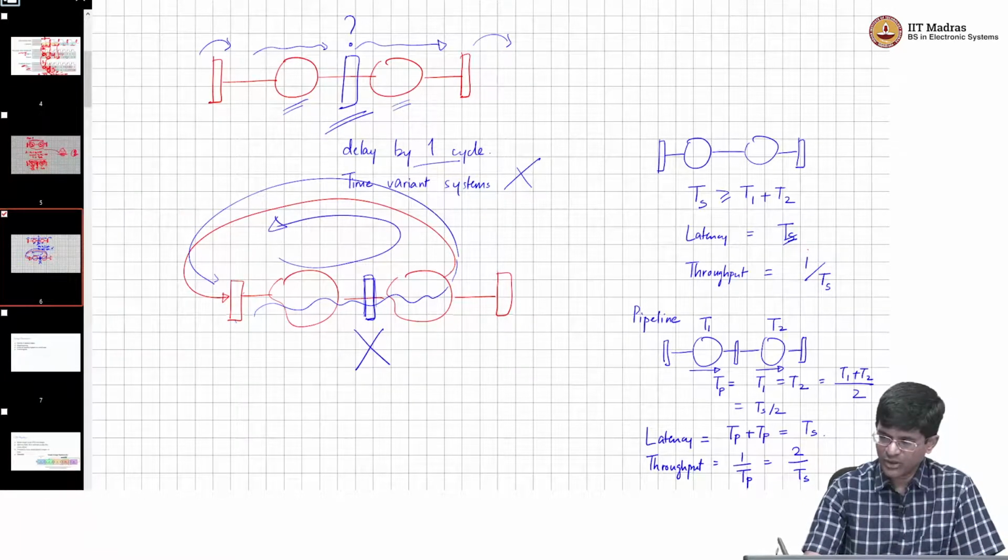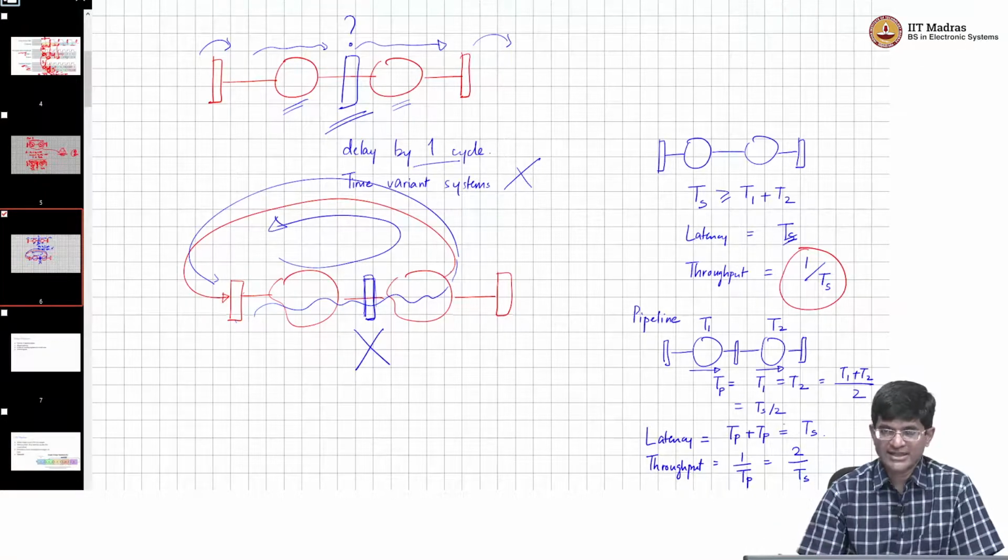Effectively what has happened over here is my original throughput was 1 over TS, because every TS units of time I can process one sample, whereas over here I am able to process one sample every TP units of time, or 1 over TP samples per unit time. So pipelining, in other words, allows us to increase the throughput without really changing the latency. That is the ideal scenario at least. Now hopefully this part of it is clear, what is the difference between pipeline versus single cycle.